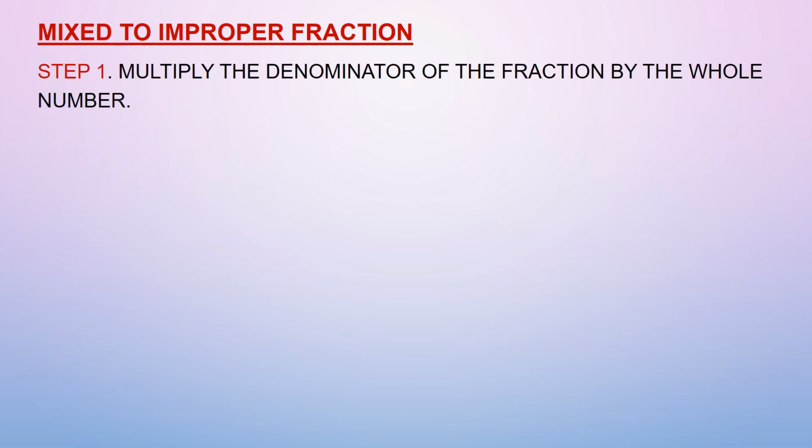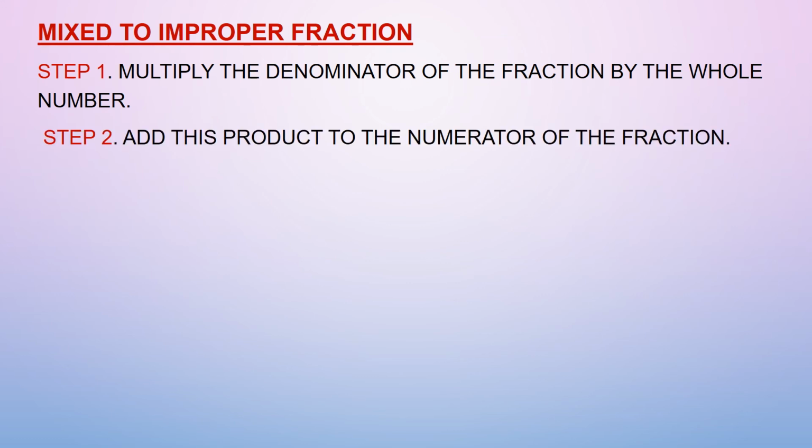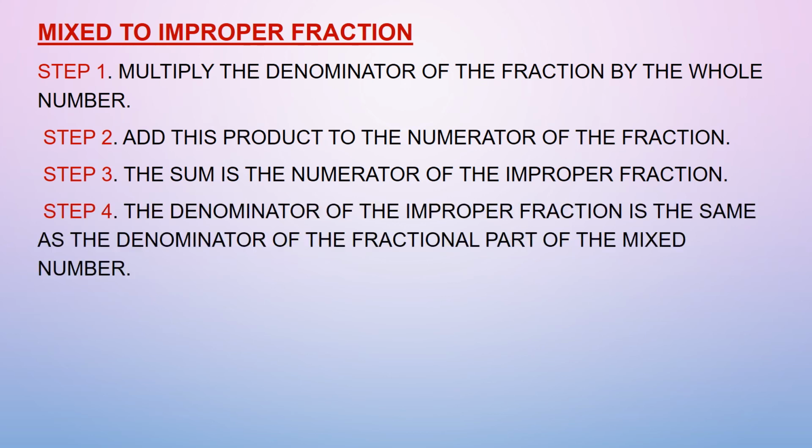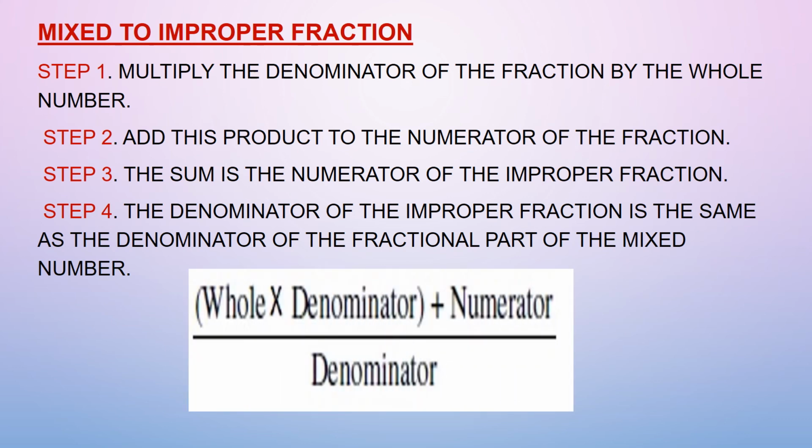Step number 1. Multiply the denominator of the fraction by the whole number. Step 2. Add this product to the numerator of the fraction. Step 3. The sum is the numerator of the improper fraction. Step 4. The denominator of the improper fraction is the same as the denominator of the fractional part of the mixed number. So, mixed fraction can be written in the form of improper fraction as whole number into denominator plus numerator upon the denominator.